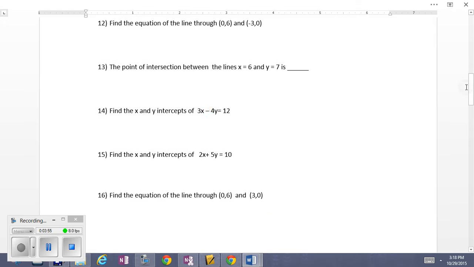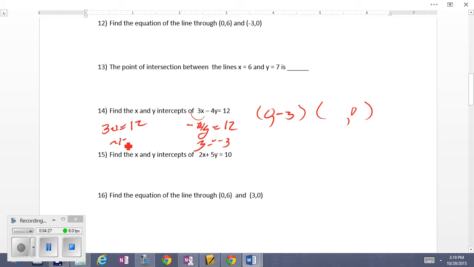We're going down here. We're asked to find the x and y intercepts. Again, that's part of what we did when we were graphing. So we said, okay, let x equal 0 on one and let y equal 0 on the other. If we let x equal 0, this just collapses to negative 4y equals 12, which says y equals negative 3. And of course, when y is equal to 0, we get 3x equals 12, which says x equals 4. So there you've got your intercepts, okay?